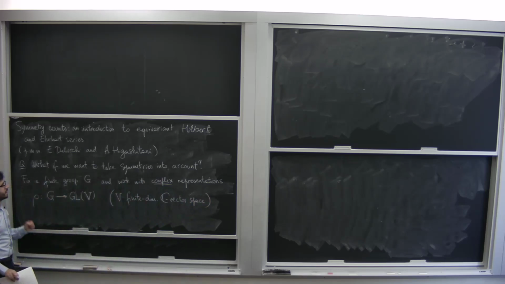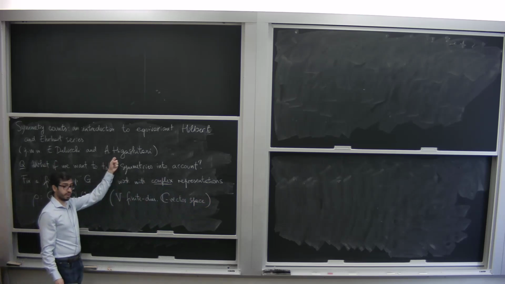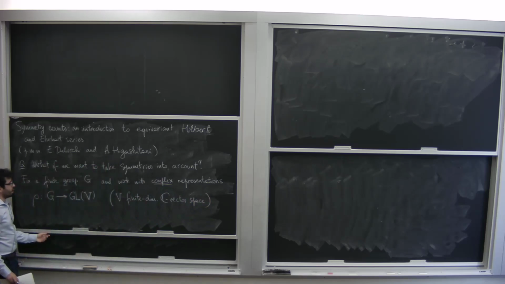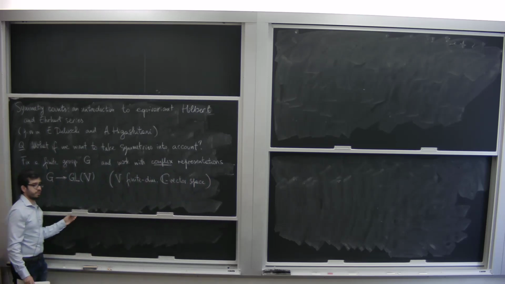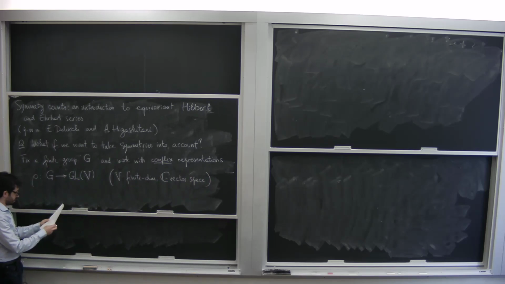Oh, and before I go on, let me say that the new results I'm going to talk about come from two different papers. The first one is with Emanuele De Lucchi, who's also in the audience online. And the second one is with Akihiro Higashitani from Osaka. Okay, so I'm going to fix this group G, and I'm going to work over the complex numbers throughout.